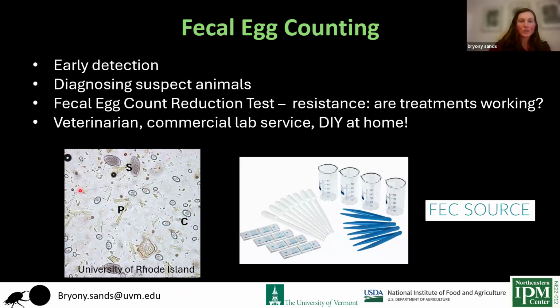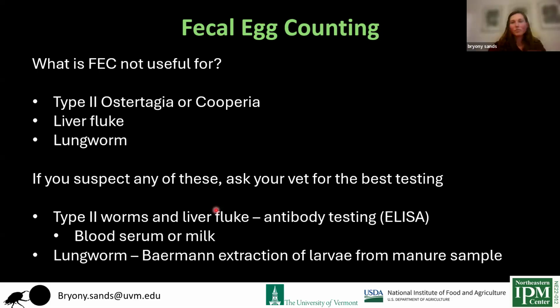So this just shows what a slide might look like. And you can see these larger eggs here are the gastrointestinal worms. And then we have little small oocysts here, which is coccidia. But if you're interested in learning more about this, I do have some resources that I can send you. So feel free to email me and I'll send you some more information.